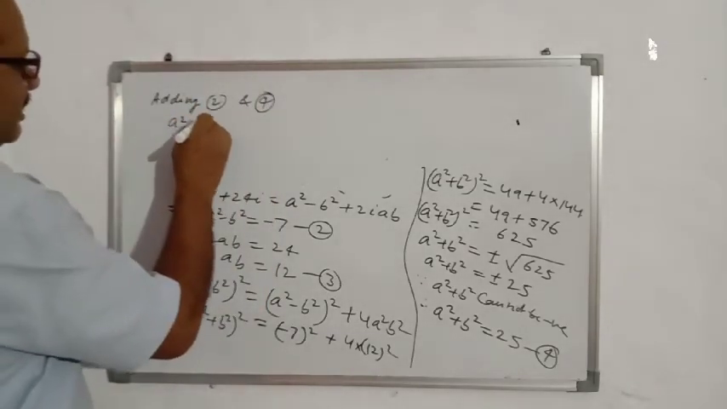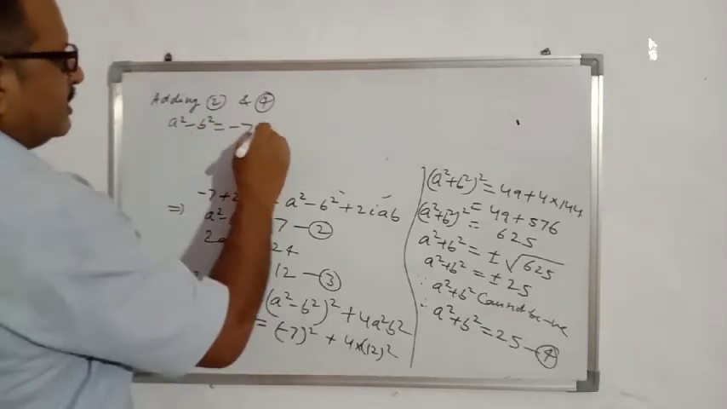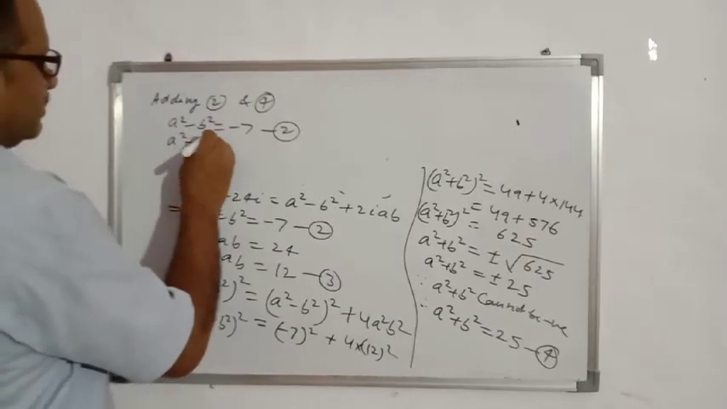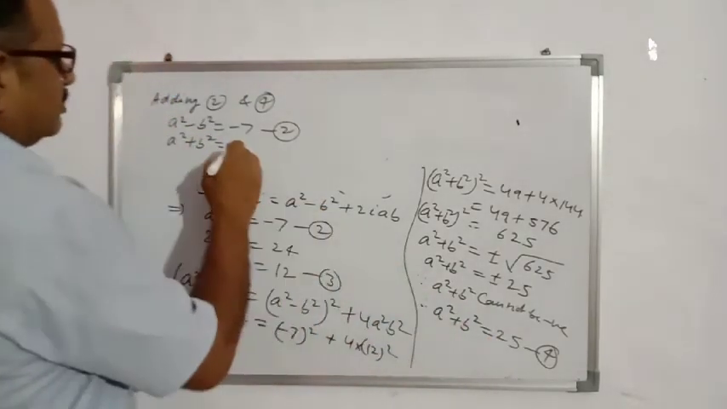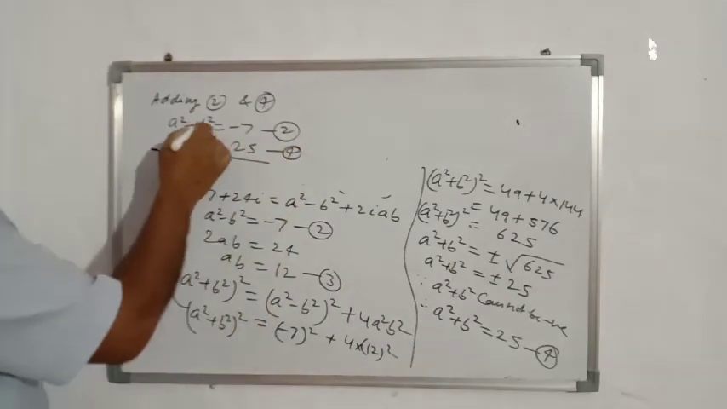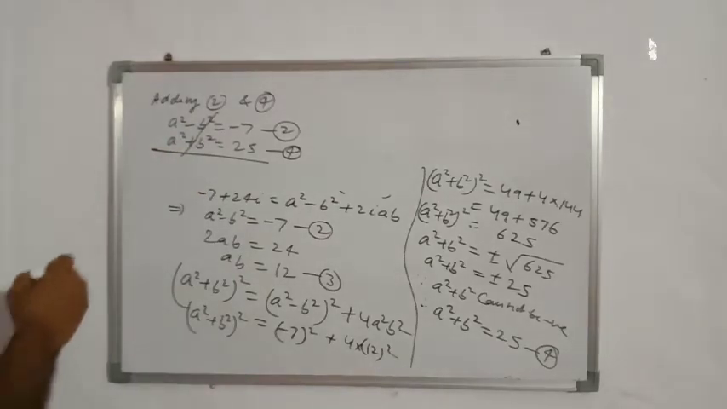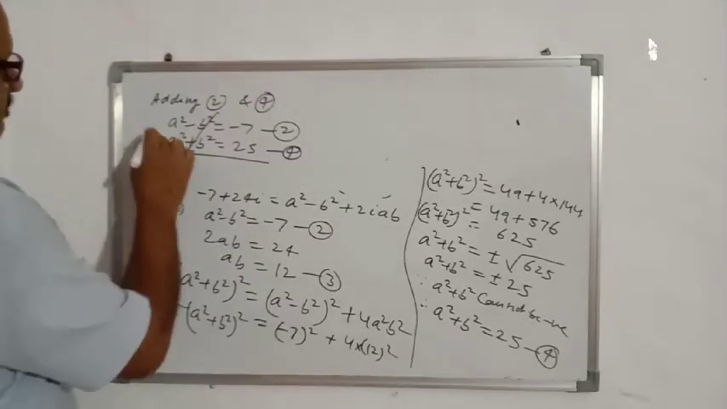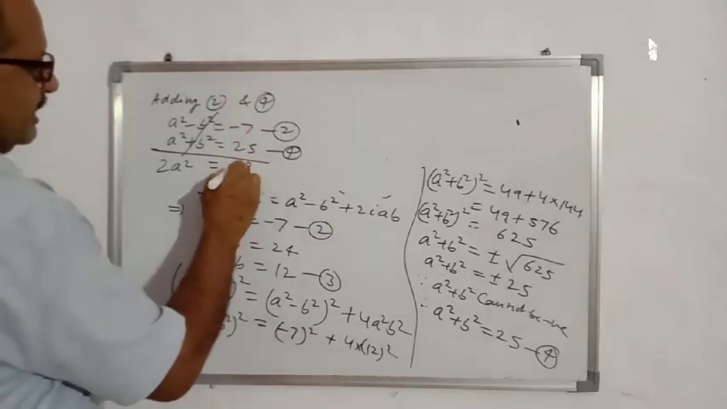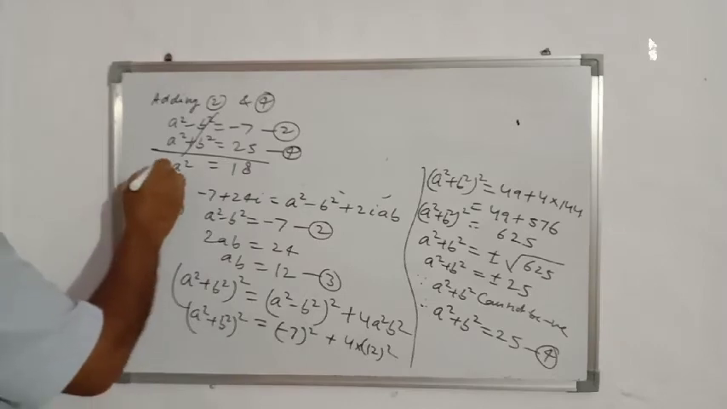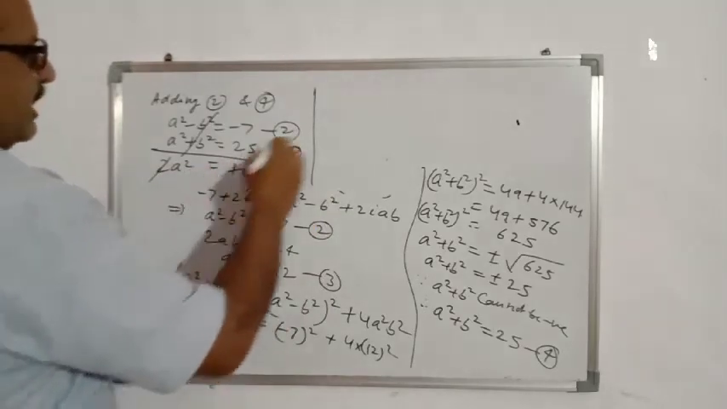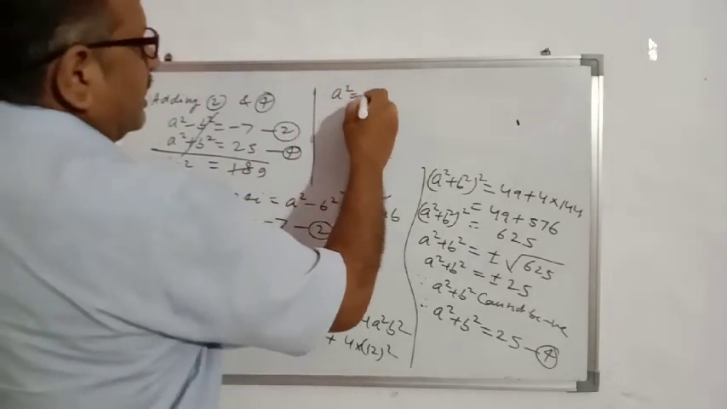So a square minus b square is equal to minus 7, it is second. And a square plus b square is equal to 25. When we add it, b square minus b square cancel. A square plus a square, 2a square. 25 minus 7, 18. So we can cancel 2, 9 2s are 18. So a square is equal to 9.